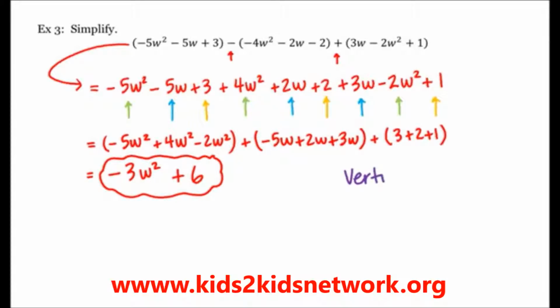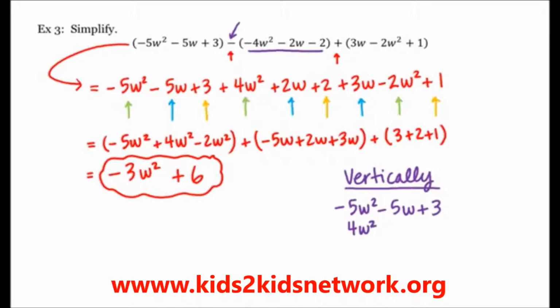Now, if we wanted to do this vertically, we need to be careful here for a few different reasons. So we have this first polynomial here, negative 5w squared minus 5w plus 3. But then looking back up here, we're subtracting this entire second polynomial, which is equivalent to adding its opposite. And its opposite is 4w squared plus 2w plus 2. And then we're adding this third polynomial. However, this third polynomial is not written in order. We want to put this negative 2w squared first.